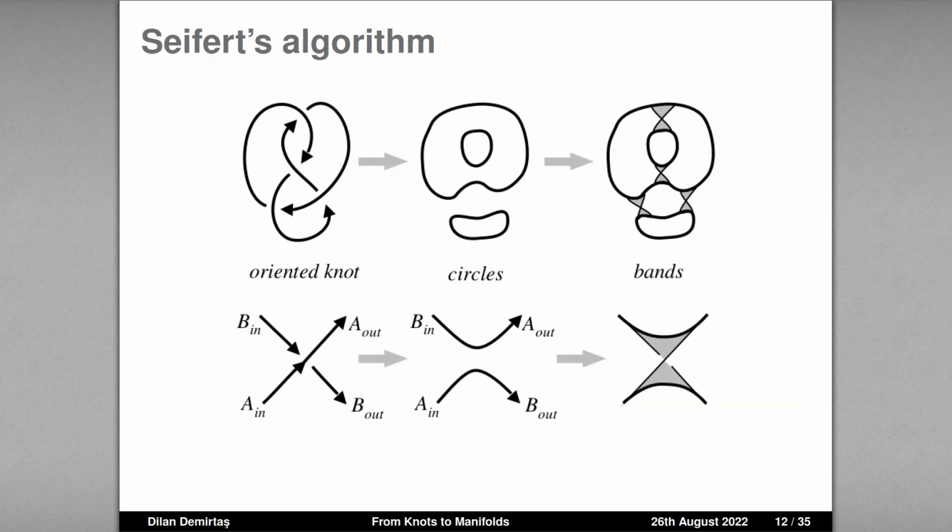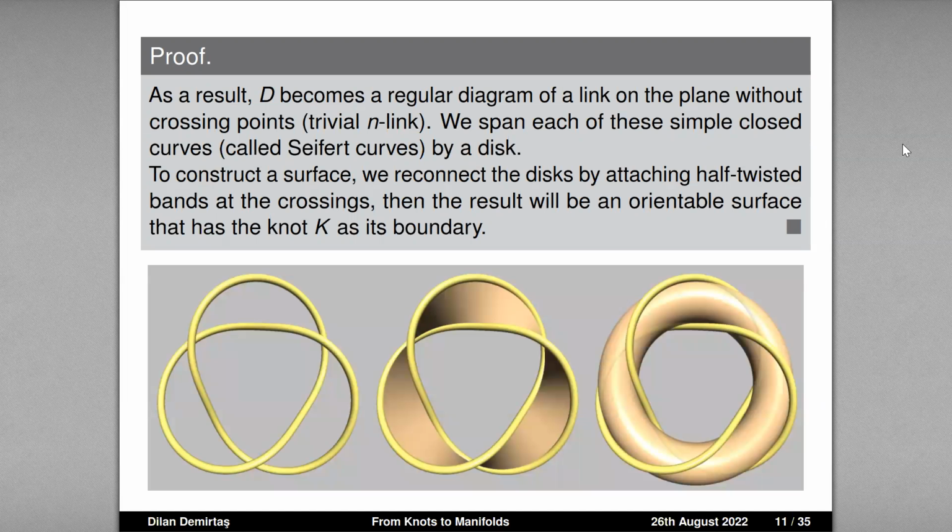We have an oriented knot here, the figure 8 knot. We have our crossings, we eliminate those crossings and get circles. Inside the circles, we attach disks, and then we attach bands between these disks. There is a case for the trefoil knot. We have our knot, we eliminate our crossings, attach disks to our curves, and attach half-twisted bands so that we get the following Seifert surface for the trefoil.